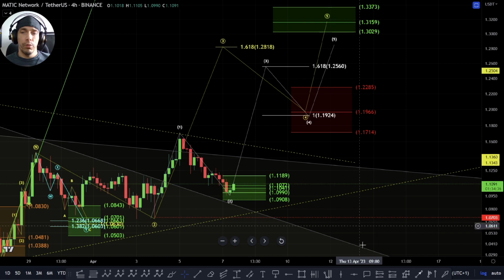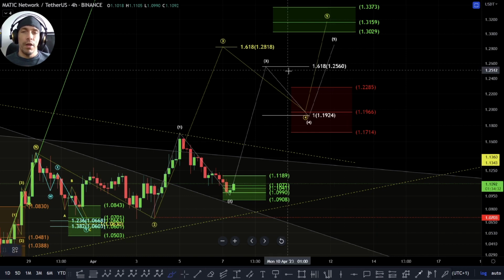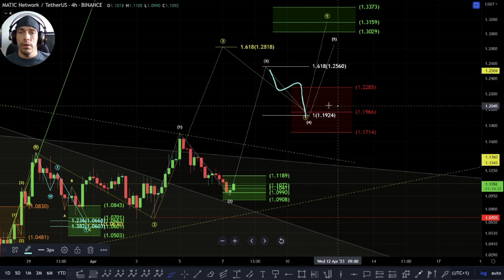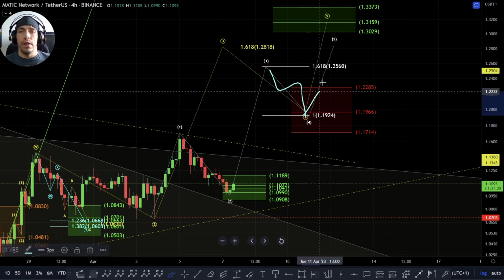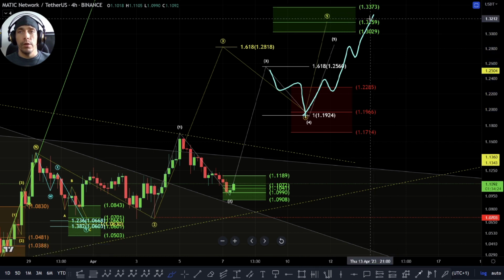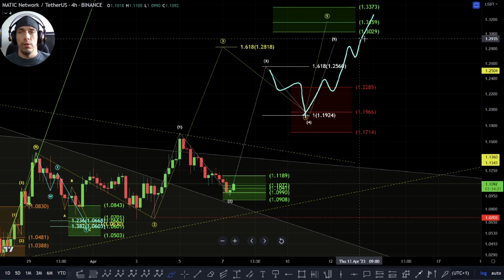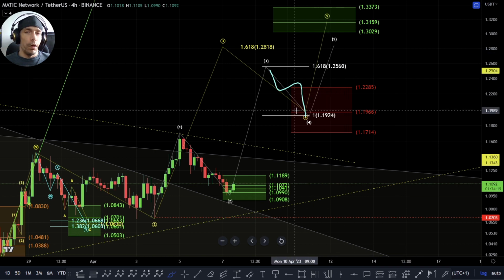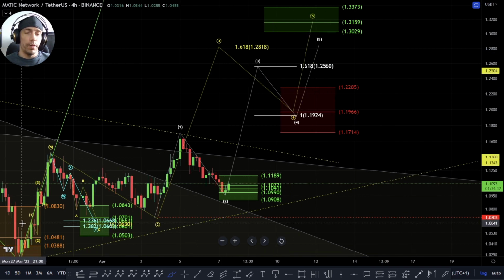If we do move up to this 125.60, what we'd be looking for then is basically confirmation and an additional fourth wave here down into this $1.19 and then looking for further potential to continue to the upside, looking for this zone of this 133 to this 130. Obviously, this is provided that we don't get further extension.